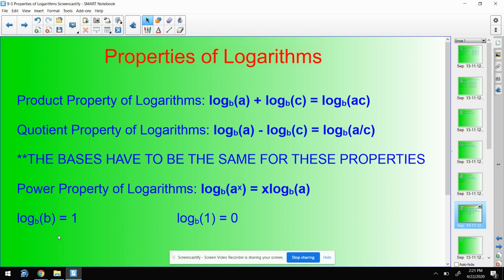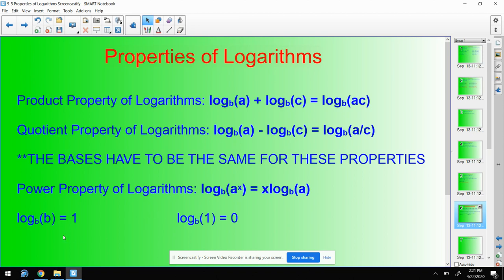So those top three properties, the product, the quotient, and the power properties are ones we've just talked about. We're going to practice those today. And for the top two, the bases have to be the same. So don't go combining logs with different bases, can't do that.